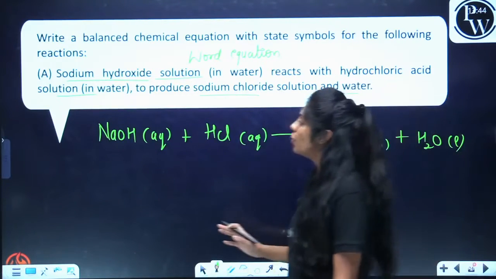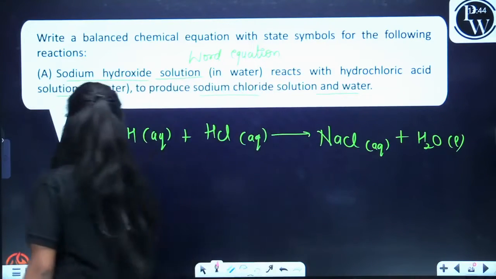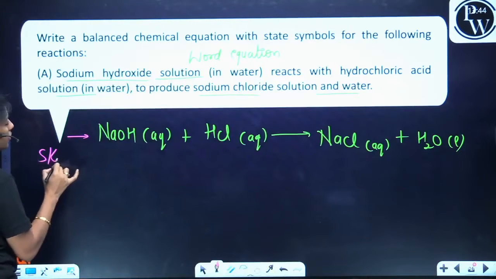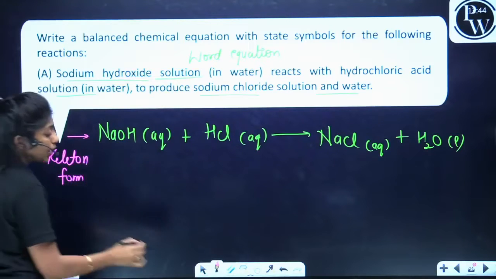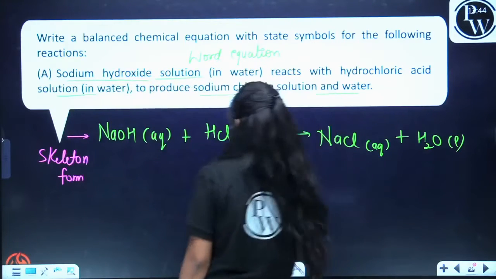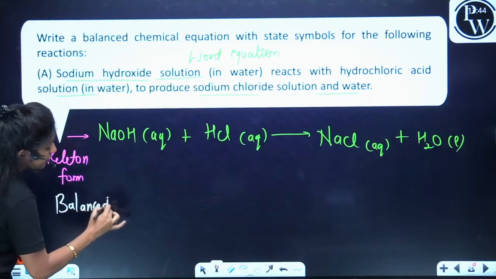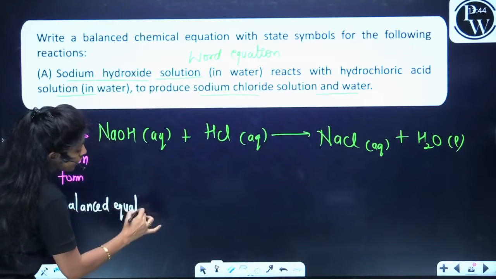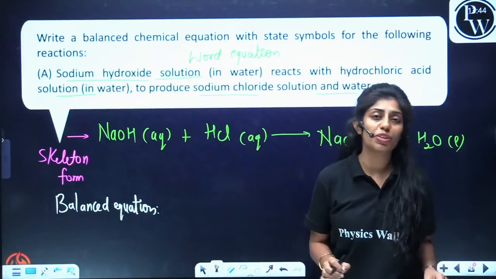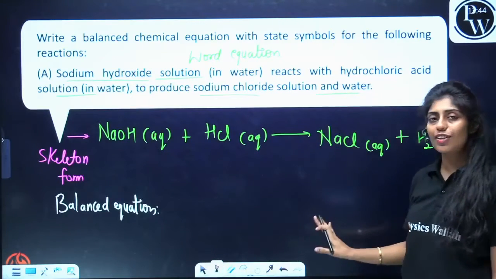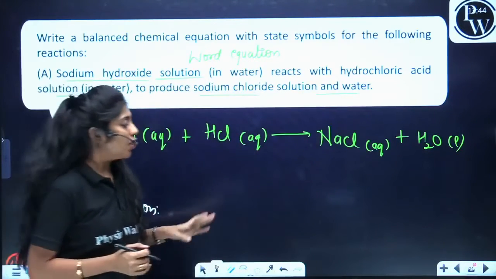So basically, first it was a word equation. I converted it into the skeleton form, and the question is asking that you have to balance it. Get it ready. Such a question you can definitely expect in your examination. Here you can balance this reaction using the hit and trial method or the ABCD method, whatever you like.